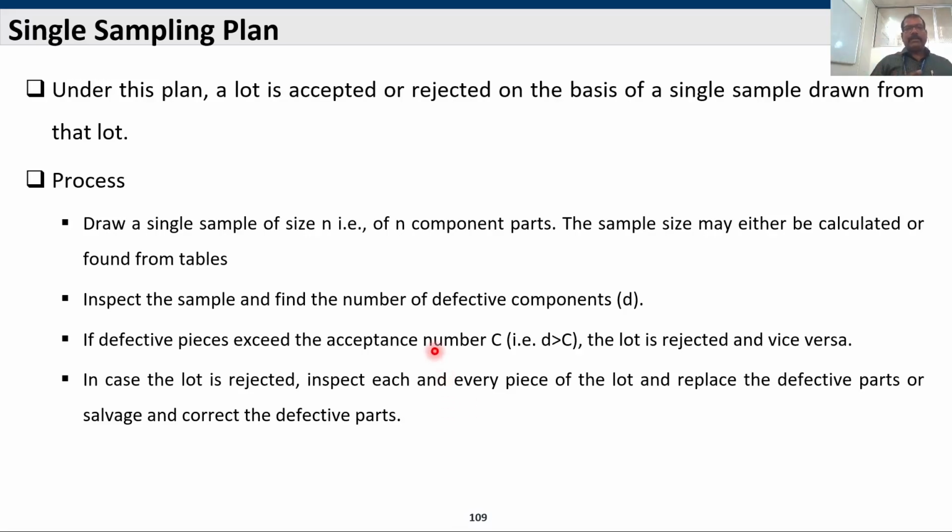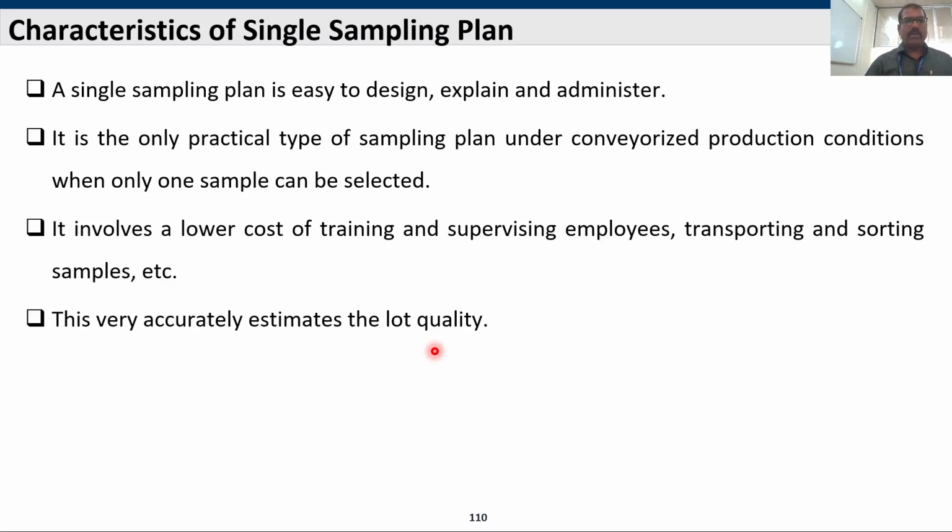You are rejecting the sample which you have taken out of a big lot. That sample which you've taken is rejected. So if you are simply rejecting the lot, it is not going to be helpful for you. So what they are suggesting, if you are rejecting, then each and every part in that lot must be inspected and replaced. It's too much. It's too much, cost involved.